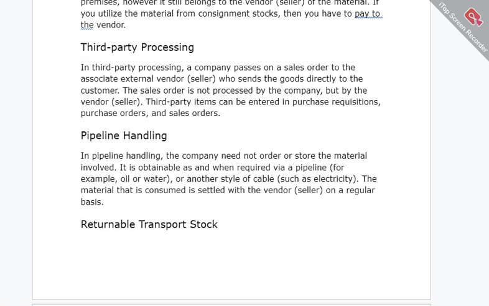Third-party processing. In third-party processing, a company passes on a sales order to an associated external vendor or seller who sends the goods directly to the customer. The sales order is not processed by the company but by the vendor or seller. Third-party items can be entered in purchase requisitions, purchase orders, and sales orders.